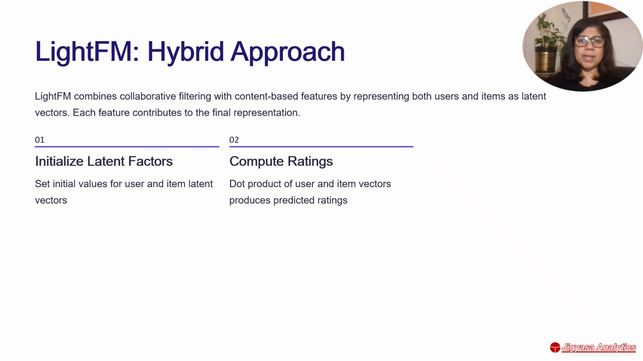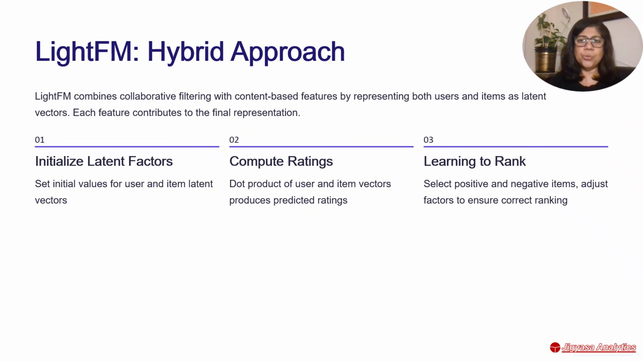So we start by assuming some initial values for the latent factor embeddings to obtain this dense rating matrix. And then we use the learning to rank method. And what is that method? We basically start by picking a user, a positive item, and a negative item. A positive item is an item that the user has purchased. A negative item is an item that the user has not purchased.